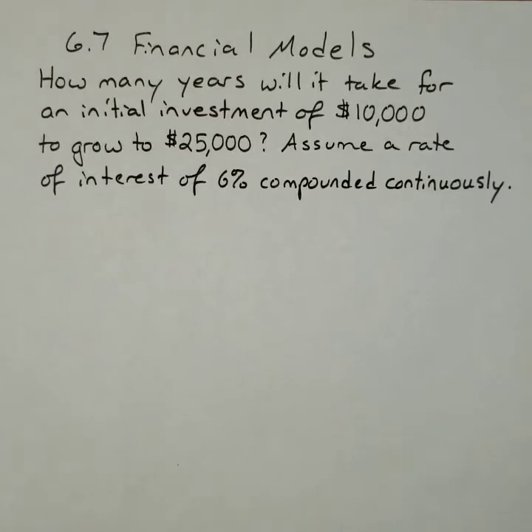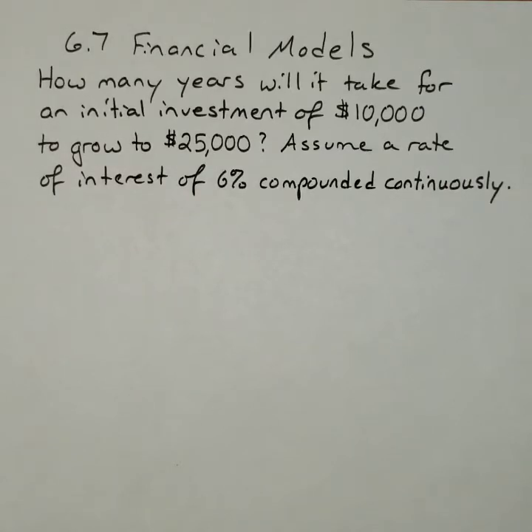Alright, so I'm going to be just doing a couple examples of some things you can calculate using the two compound interest formulas that we talked about earlier. So this first example says, how many years will it take for an initial investment of $10,000 to grow to $25,000? Assume a rate of interest of 6% compounded continuously.